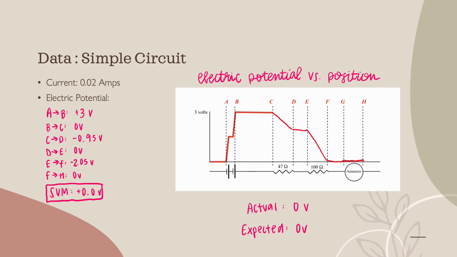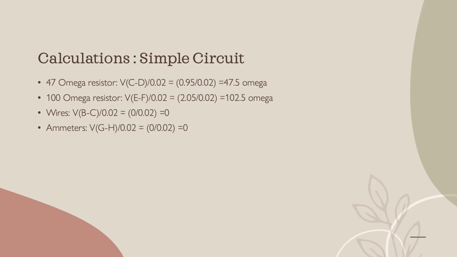And we found that the expected value was 0 volts, and that's what we got when we did the experiment as well, by summing up all of these numbers over here, so you can see that they sum up to 0. And then some calculations: for the 47 ohm resistor, we found that it was 47.5 ohms, and then for the 100 ohm resistor, we found 102.5 ohms, and then for the wires and ammeters, we got 0.